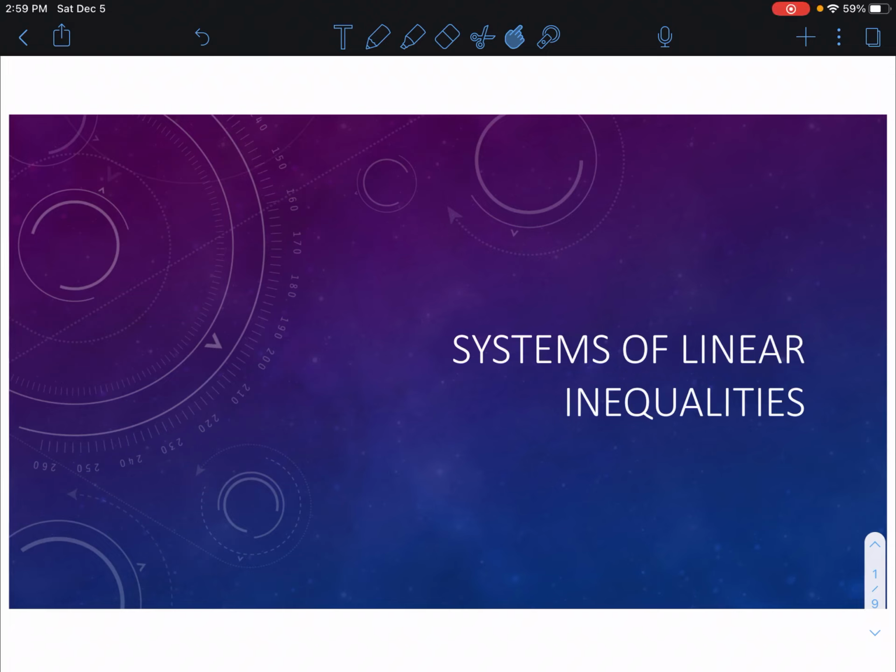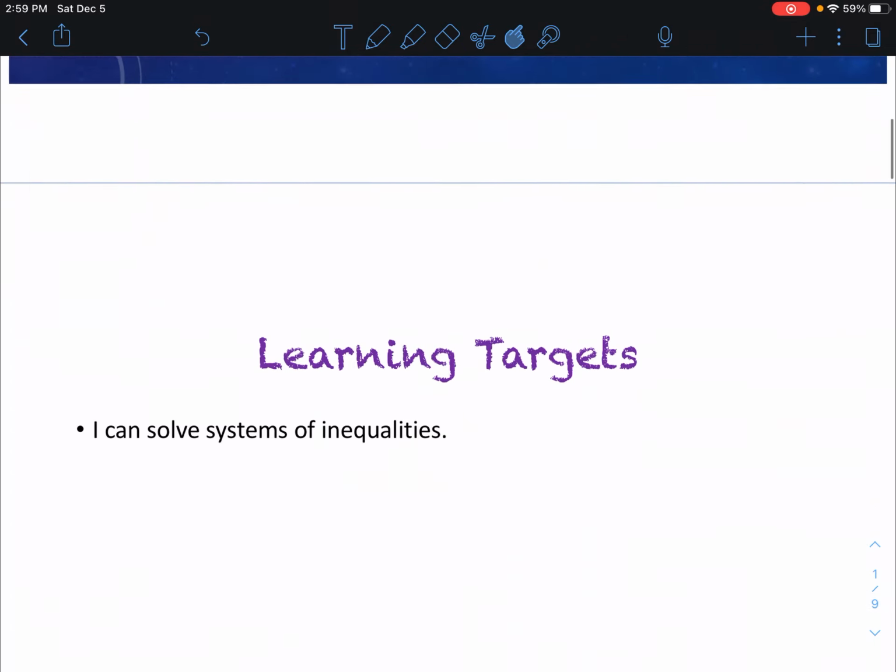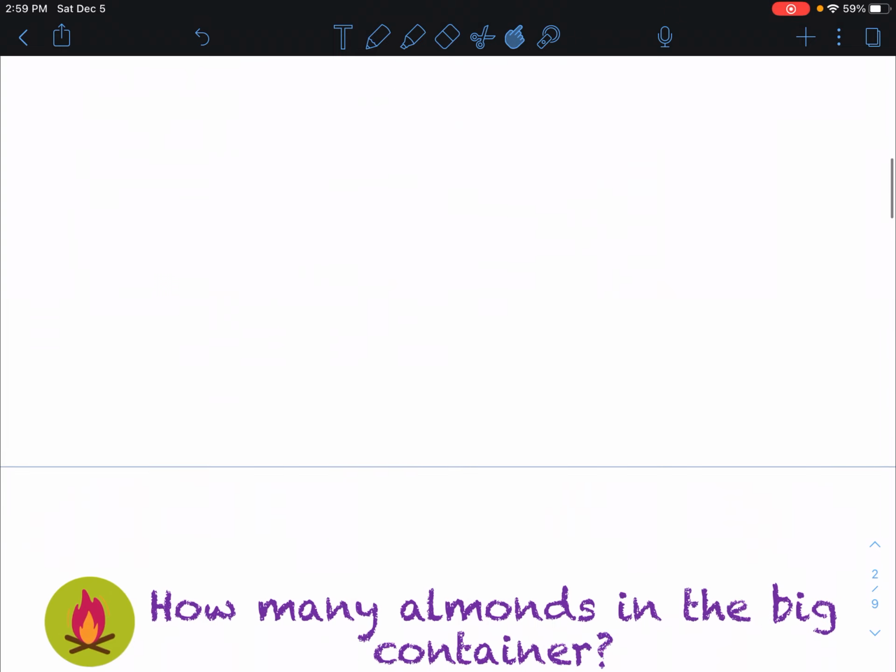Okay, so today we're going to talk about solving systems of linear inequalities, not equations this time. All right, and that's our learning target.